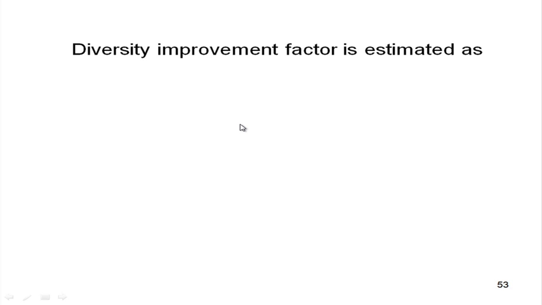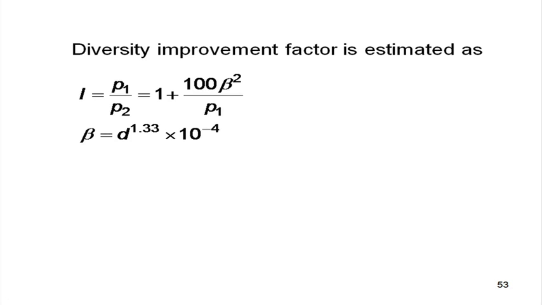Similarly, diversity improvement factor can be estimated, that is I is equal to P1 by P2, the ratio of the probability of single site to joint diversity, which is equal to 1 plus 100 beta square by P1. Beta is modeled in terms of distance, d to the power 1.33 into 10 to the power minus 4. This is again the model given by ITU.